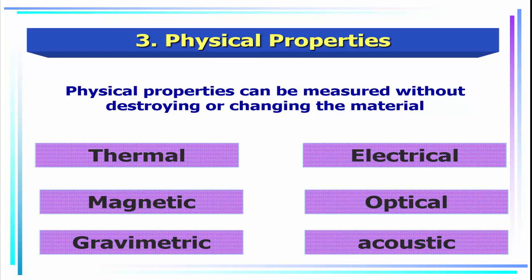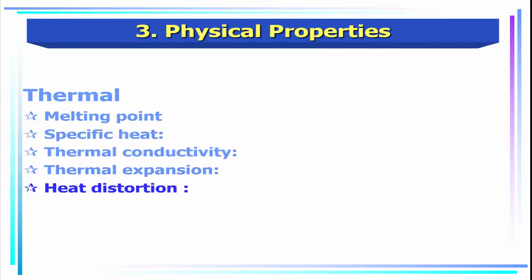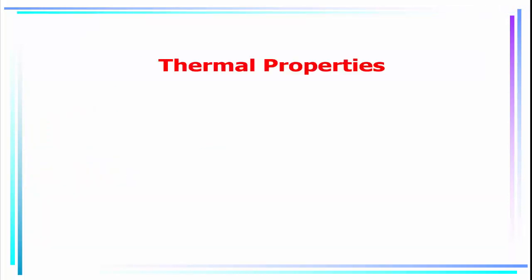Everyone, welcome back to this third video of the same chapter, the role of chemical and physical properties in engineering materials. So we will focus on physical properties. They can be measured without destroying or changing the material, and we have some sub-properties like thermal, magnetic, gravimetric, electrical, optical, and acoustic. For the thermal, we have melting point, specific heat, thermal conductivity, thermal expansion, and heat restoration.